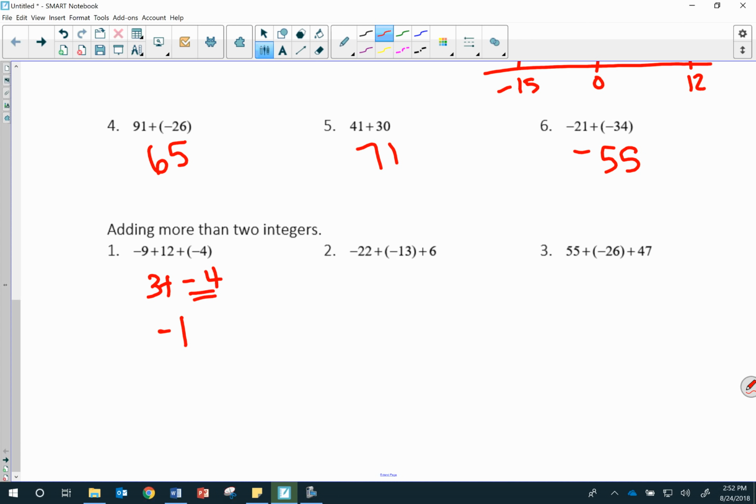Number 2, negative 22 plus negative 13 plus 6. Again, negative 22 and negative 13 are both negative. So if we add those together, we get negative 35, but we still have that 6 remaining, so plus 6. Our signs are different. We're going to subtract 6 from 35 to get 29. We're going to take the sign of the larger absolute value, which in this case is 35, so our answer will be negative 29.